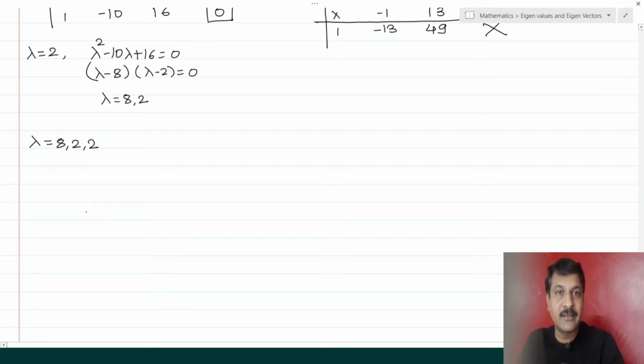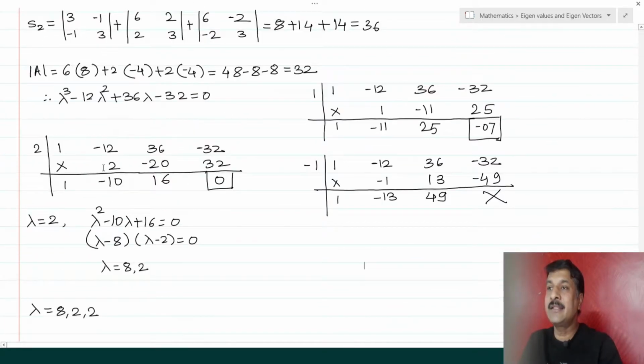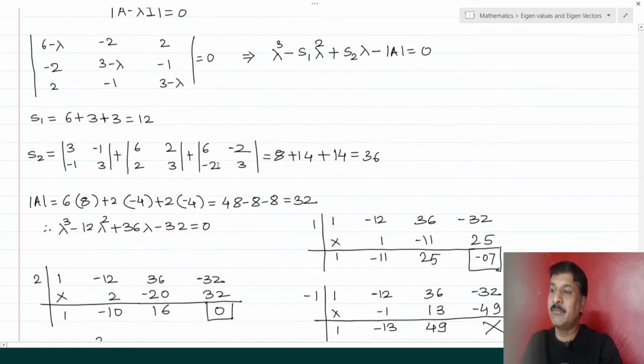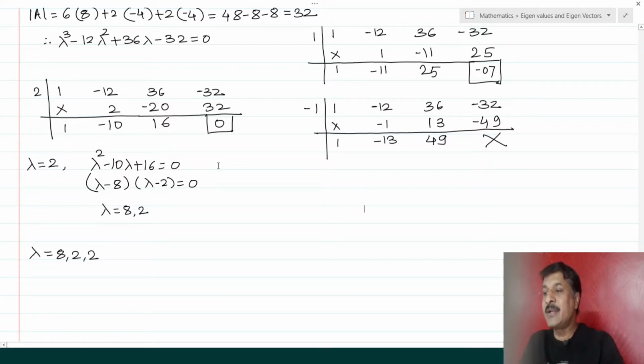So let's verify. What is the addition? 8 plus 2 plus 2, it is 12, and that is nothing but the addition of diagonal elements, which is nothing but 6 plus 3 plus 3, it is 12. Correct. Then determinant of A equal to product of these eigenvalues. So 8 into 2 into 2, it is 32, and determinant also 32. Means these are the eigenvalues of the given matrix A.